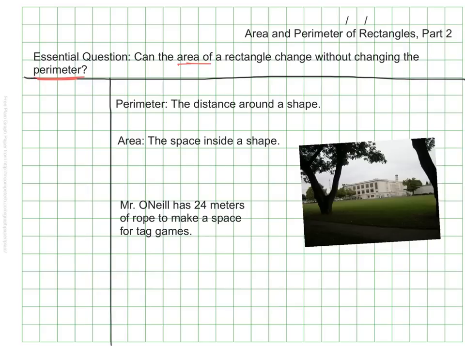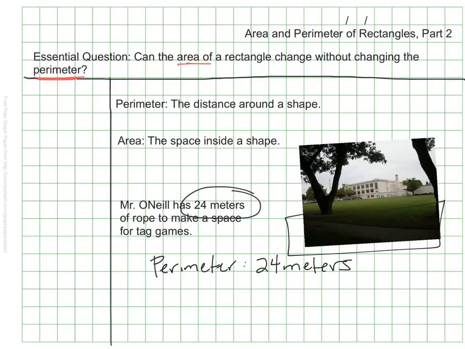What we know, however, is that we have 24 meters of rope. We don't have 24 square meters. We know we have 24 meters. That means that the perimeter that we're working with is the outside space. It's going to be the rope that goes around the play area is 24 meters. Our job is to come up with the ways that we could hang the rope or block off the space using our 24 meters of rope.